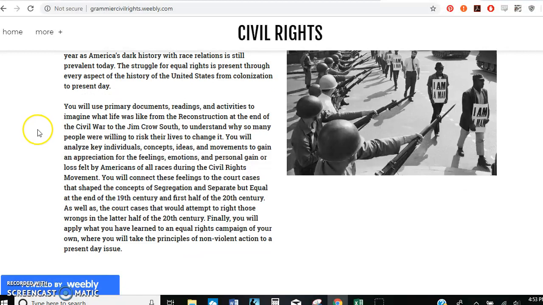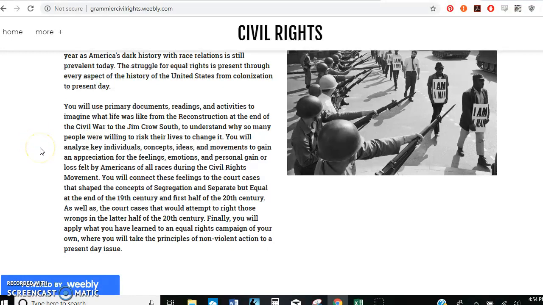You will use primary documents, readings, and activities to imagine what life was like from Reconstruction at the end of the Civil War to the Jim Crow South, to understand why so many people were willing to risk their lives to change it. You will analyze key individuals, concepts, ideas, and movements to gain an appreciation for the feelings, emotions, and personal gain or loss felt by Americans of all races during the Civil Rights Movement.